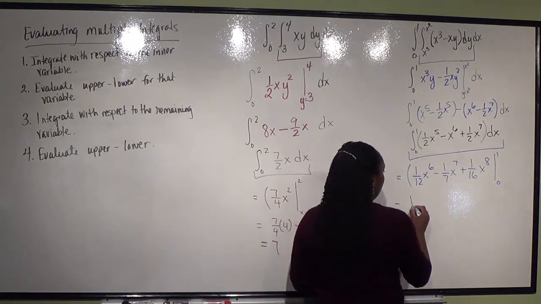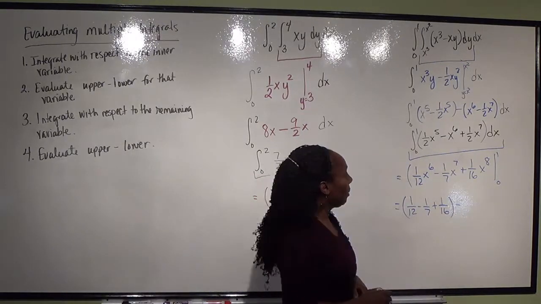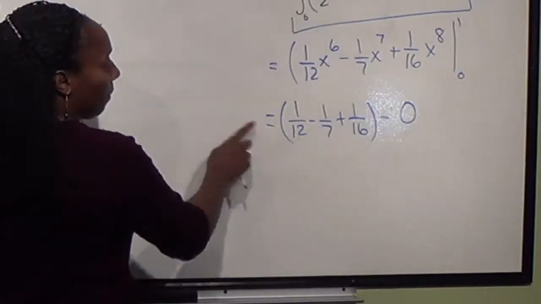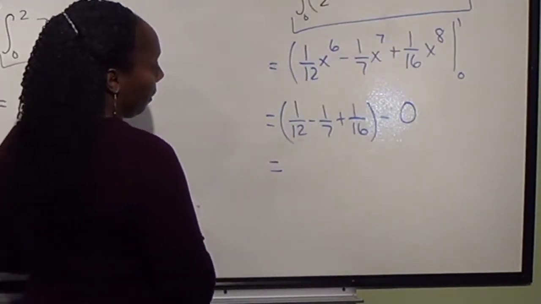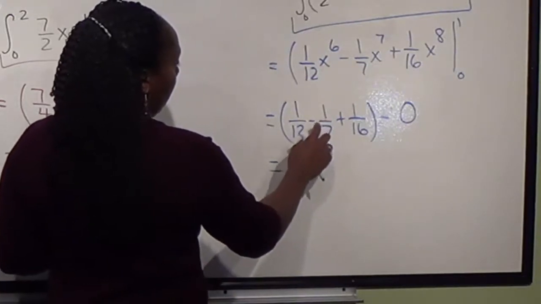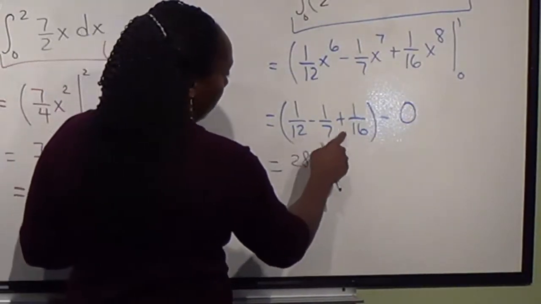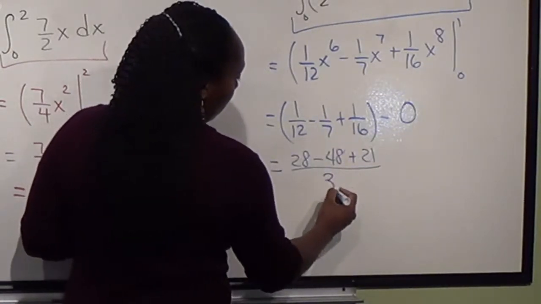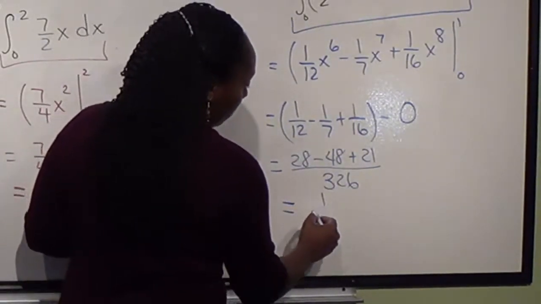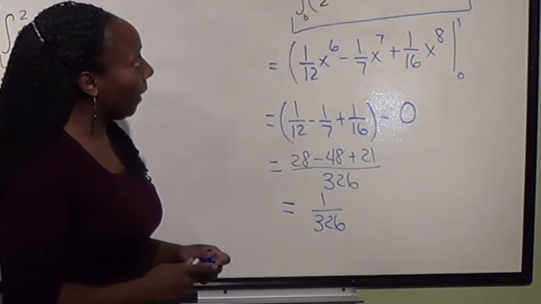At my upper limit, plugging in the 1, I get 1/12 minus 1/7 plus 1/16. At my lower limit, notice when I plug in the zeros, I'm just going to get 0. So simplifying here, I'm going to need to get a common denominator. So here I'm going to need to multiply by 4 times 7, or 28. Here I'm going to need to multiply by a 16 and 3, looks like a 48. And here I'm going to need to multiply by 3 times 7, which is 21, all over my common denominator. So simplifying, it looks like a 49 minus a 48, so 1 over 336. Okay. So there would be my solution for that multiple integral.